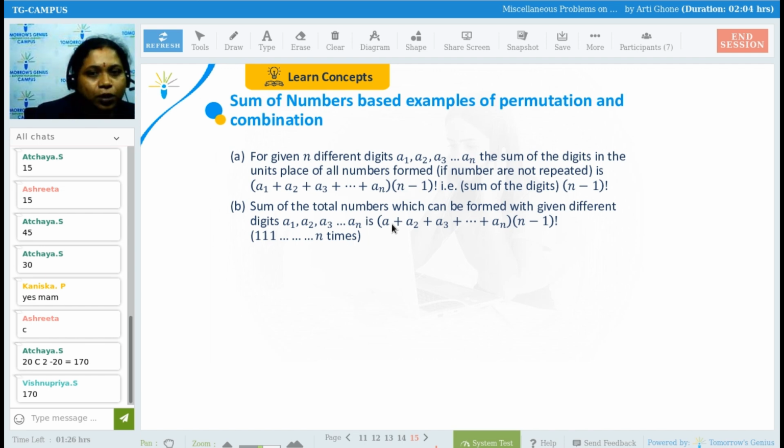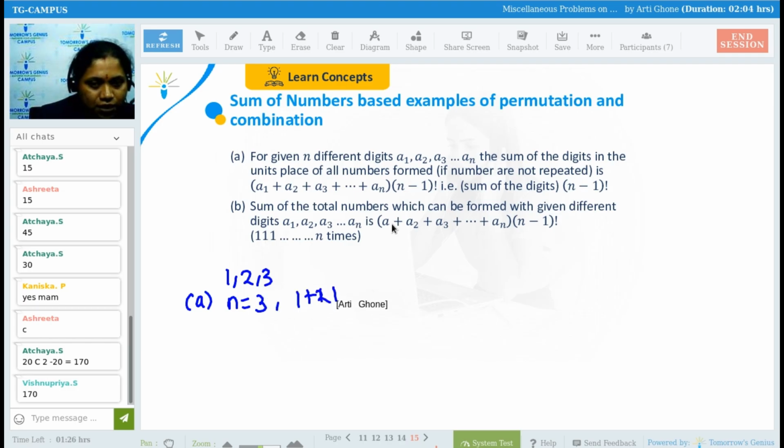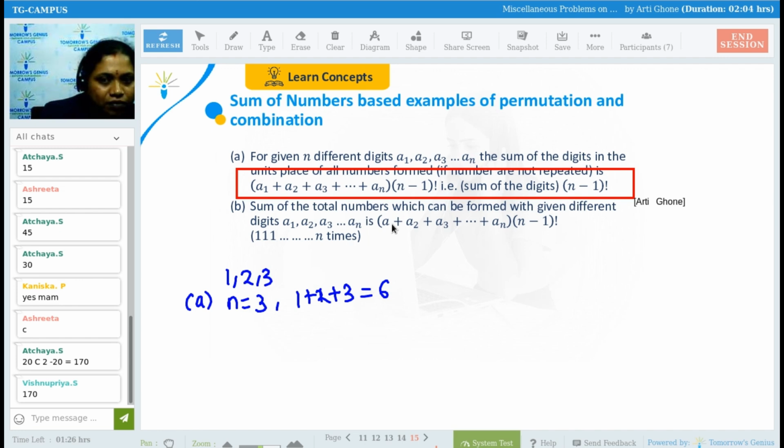Now I want the sum of numbers formed with the digits 1, 2, 3. If digits are not repeated, I am taking the first case. What is the value of n over here? 3. And what is the sum? 1 plus 2 plus 3 is equal to 6. Put in this formula. This is an extremely important formula. So a1 plus a2 plus a3, I'm putting 6 into n minus 1 factorial, that is 2 factorial. That is the sum of digits into n minus 1 factorial.